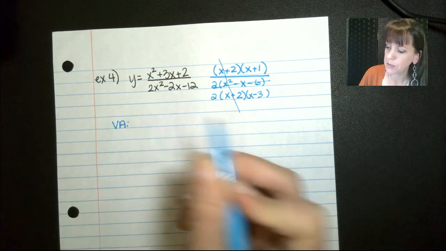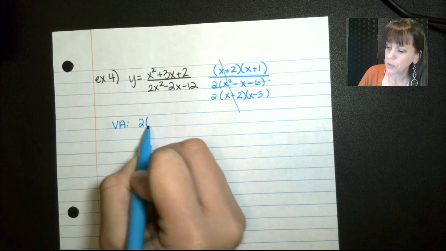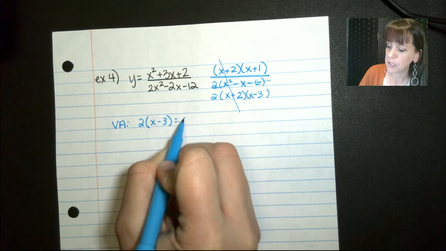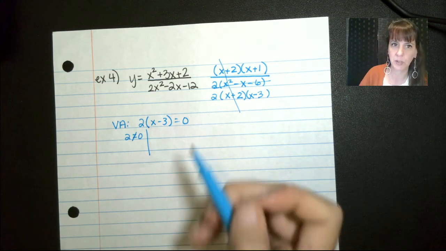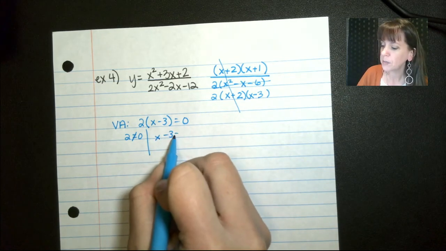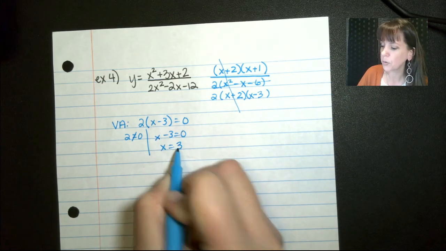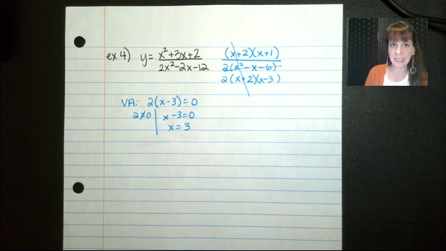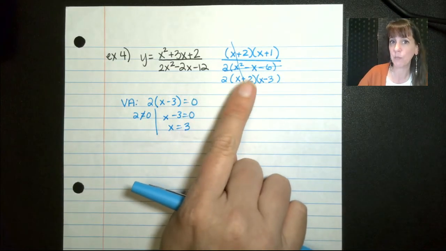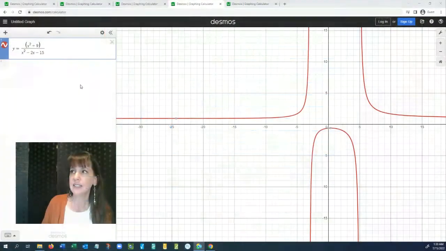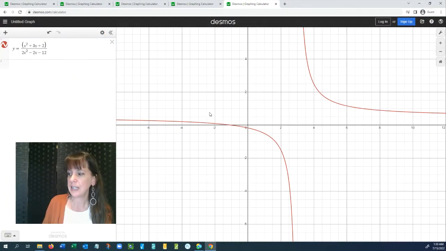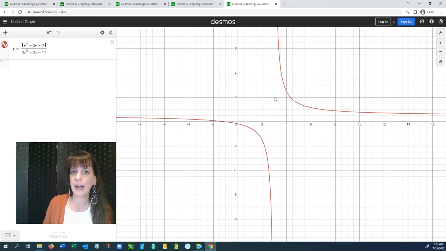Vertical asymptotes. That means 2 times x minus 3 equals 0. Using my zero product property, 2 does not equal 0, so we don't need to worry about that. x minus 3 equals 0, x equals positive 3. So I have a vertical asymptote at positive 3. I do not have one at negative 2. That's why it's important you factor so you can see that. Let's take a look. Sure enough, you can see I have a vertical asymptote at 3 right along in here, but I do not have one at negative 2.